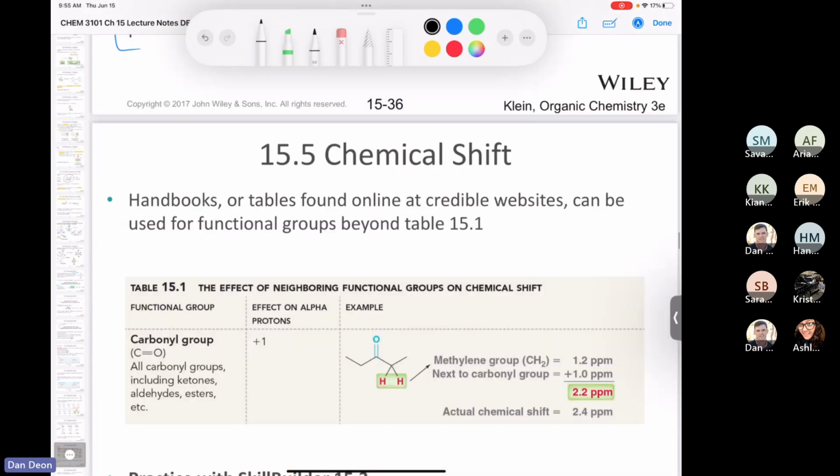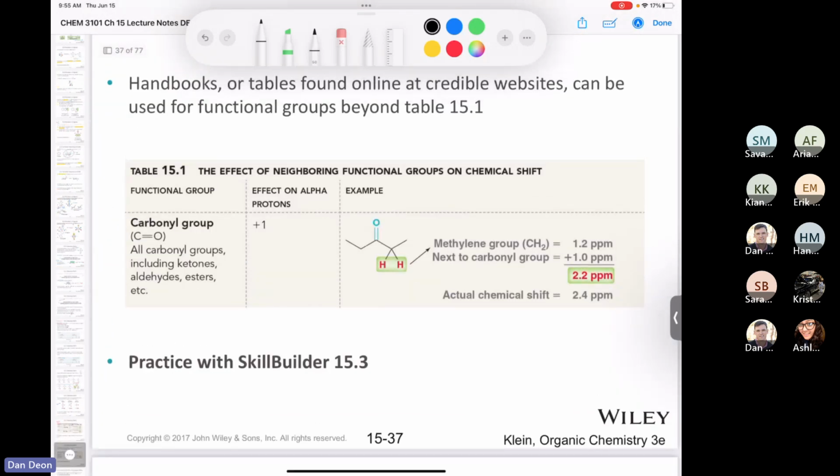And the last one is if you have protons that are alpha to a carbonyl group. The carbonyl could be from a ketone, aldehyde, ester, whatever. Well, for that effect, you add 1. So you have alpha protons that are next to this carbonyl. So your methylene baseline is 1.2. You add 1, you get 2.2. The actual chemical shift is 2.4. So you see the prediction is really good.